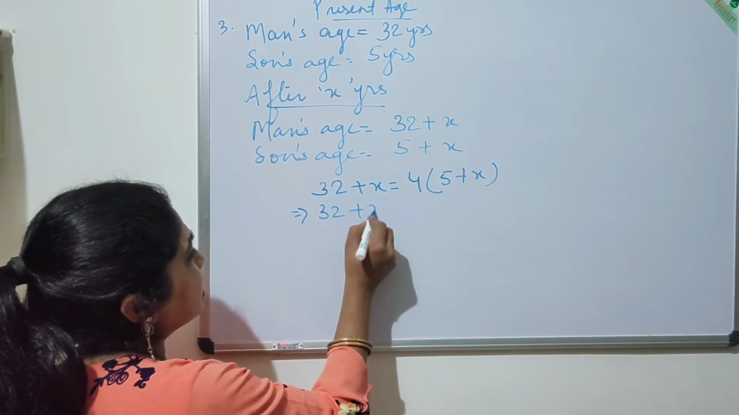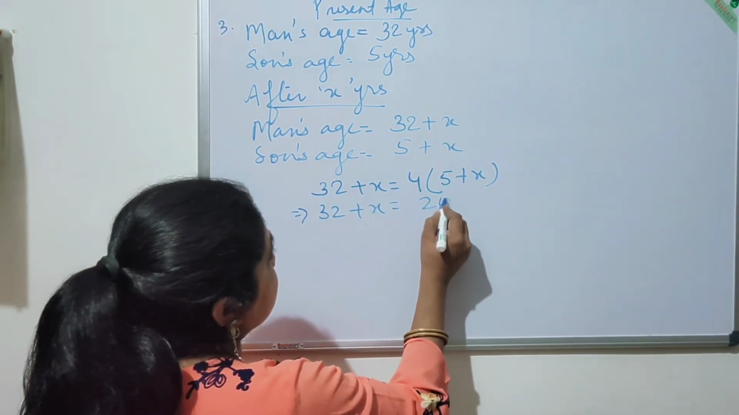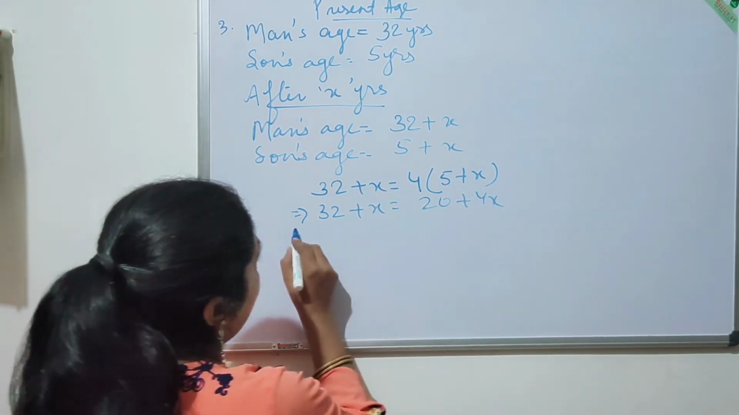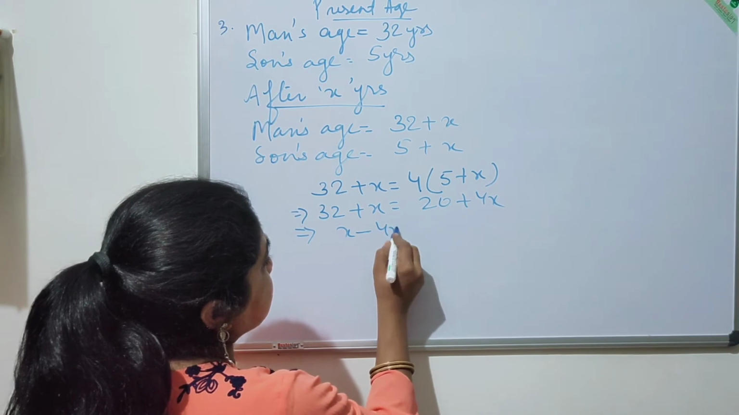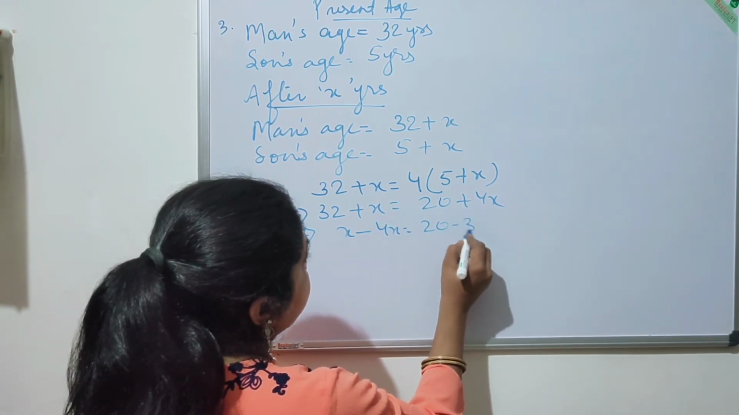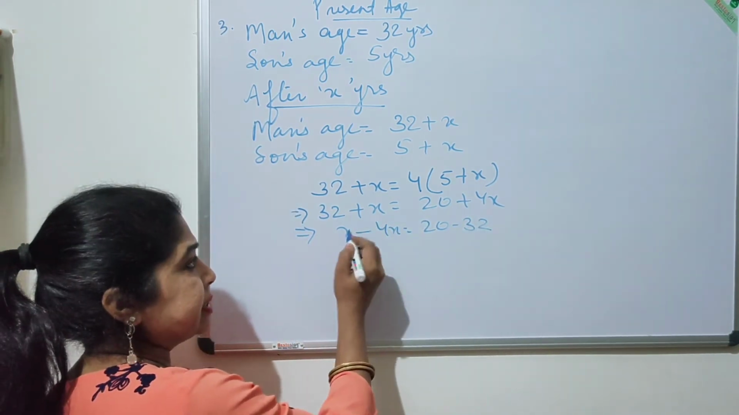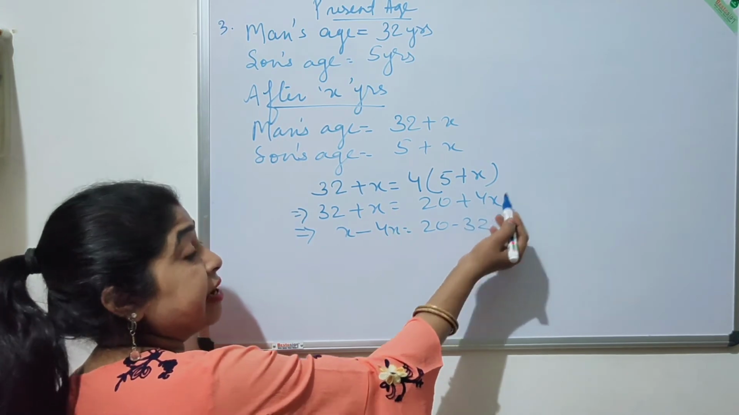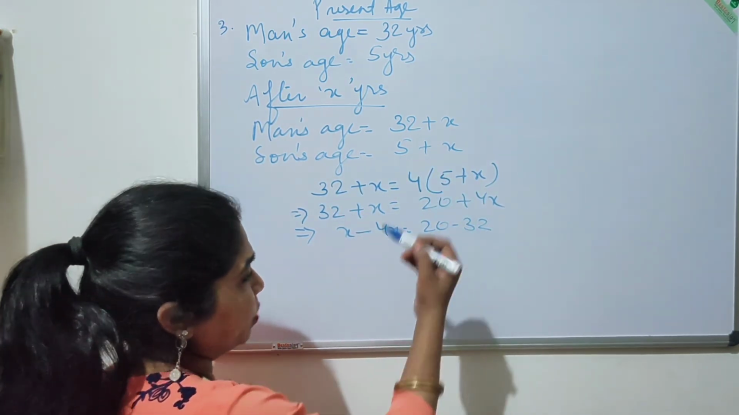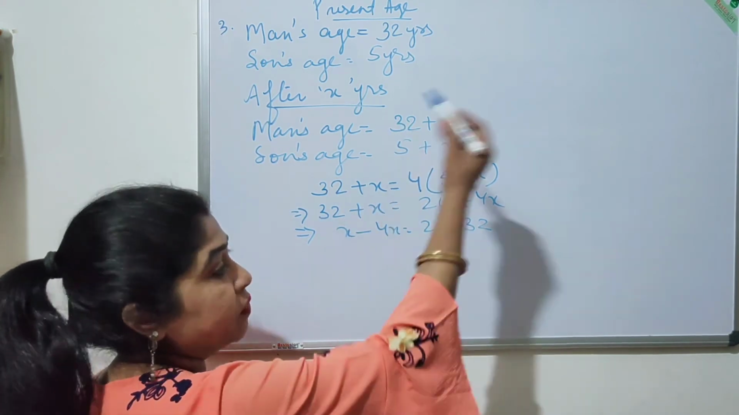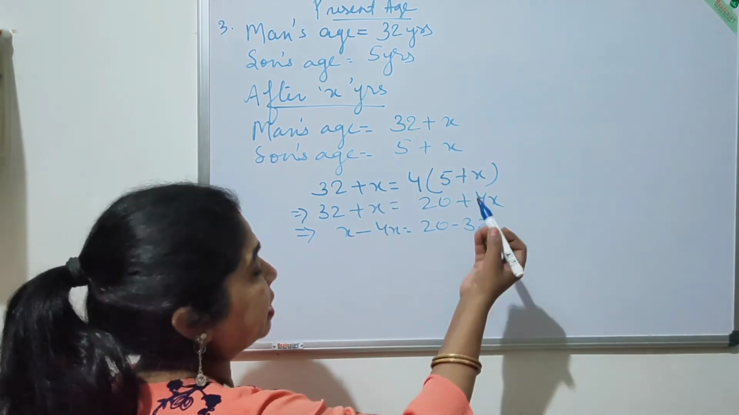32 plus x is equal to 20 plus 4x, or x minus 4x is equal to 20 minus 32. As you can understand, this plus 4x on the right-hand side, we have brought to the left-hand side, so it becomes minus 4x. 20 is 20, and this plus 32 will go to the right-hand side and become minus 32.